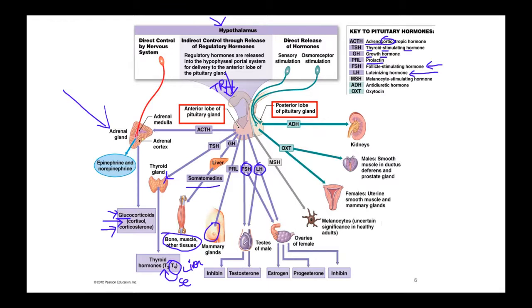FSH and LH on the male side can help produce testosterone and inhibin, right? The word inhibin, to inhibit the production of. And both FSH and LH will stimulate the ovaries to produce the female sex hormones like estrogen and progesterone, as well as inhibin, right?